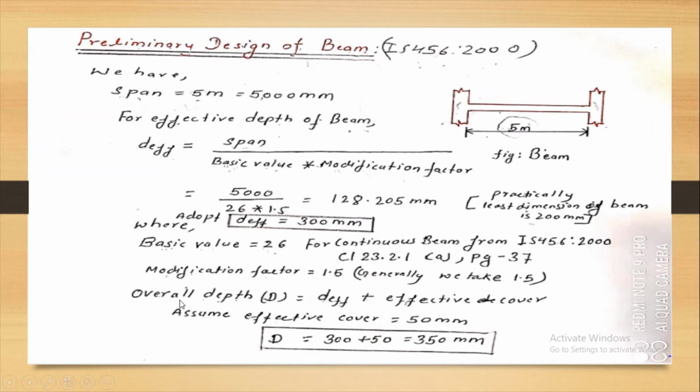After that I have to calculate the overall depth. For calculating overall depth, you can see here we have one formula: the summation of d effective and effective cover. D effective is the effective depth of the beam, which we have already calculated as 300 mm, and effective cover is simply the distance from the center of the bottom longitudinal reinforcement up to the bottom surface of the beam. Here I am assuming effective cover as 50 mm, and now we get the overall depth D equal to 350 mm.